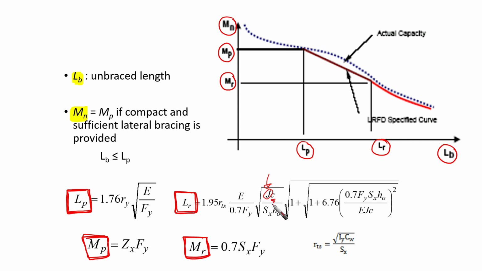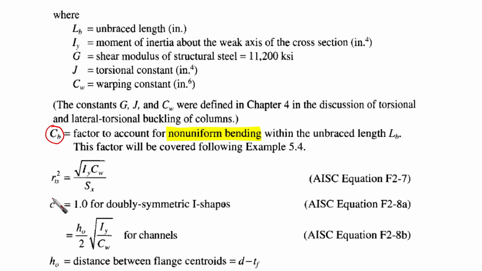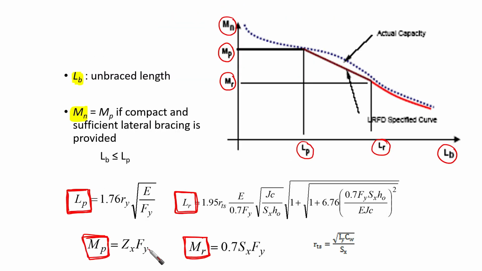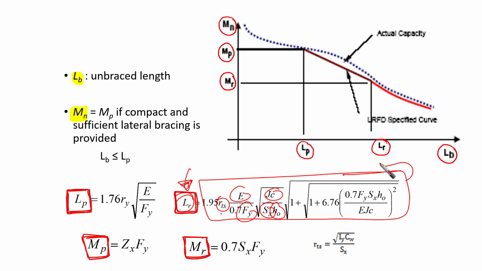What is C here? Okay, so C is going to be 1 for doubly symmetric I shapes, or it is going to be this nice equation, which has H node, IY, and warping constant. Also it is related to the shape itself, right? So do not worry, it is going to be given in the table. Do not worry about this. So the point is that everything, in order to obtain LR, if you look at it, every single parameter makes sense, related to the shape, warping, torsion, elastic modulus, something like this. So this equation is really making sense for us to calculate LR.